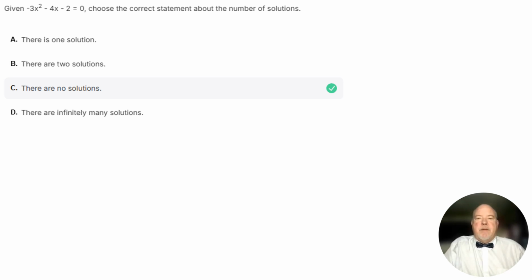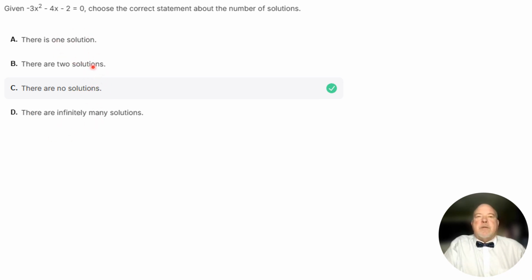All right, so we're given an equation here, and it says choose the correct statement about the number of solutions. So the first thing you should know is that this is a quadratic equation, and I know that because of the x squared here. And quadratic equations either have one solution, two solutions, or no solution. So if I recognize that off the bat, I know D is not even an option. So it's either A, B, or C.